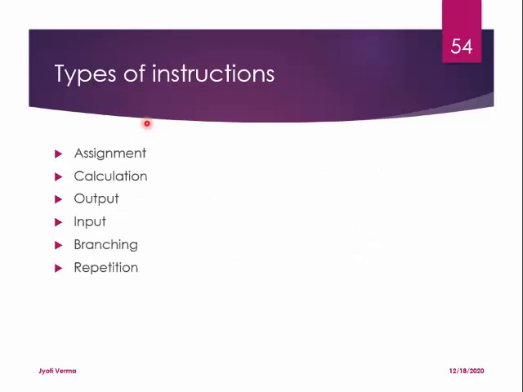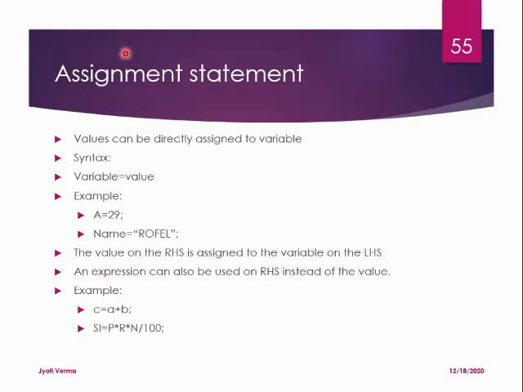Next is types of the instructions which you can give to the computer. First instruction is assignment, second is calculation, third one is output, then input, branching and repetition. We will learn all these types of instruction one by one. First is your assignment statement.